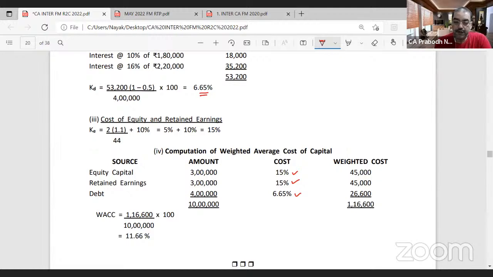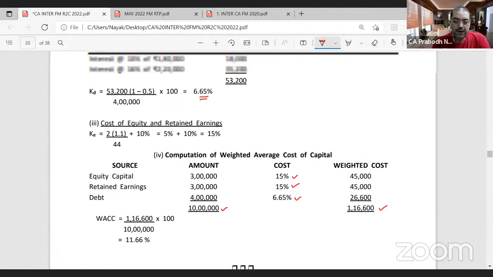3 lakhs into 15%, 45. Again 45. 4 lakhs into 6.65 comes to 26,600. Total of that is 1,16,600, divided by your total amount. That gives you the WACC, 11.66%.